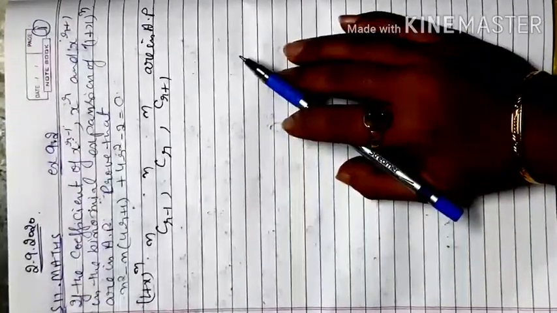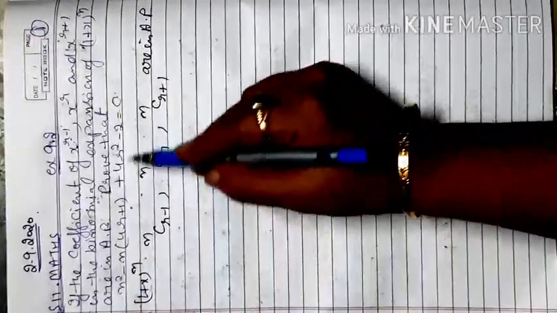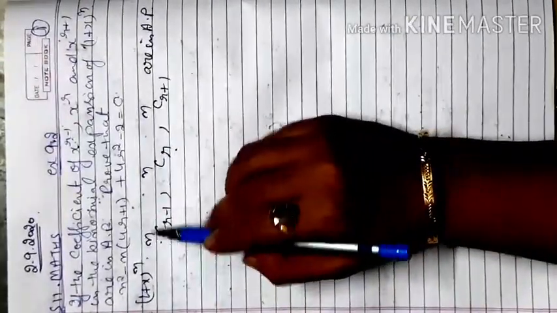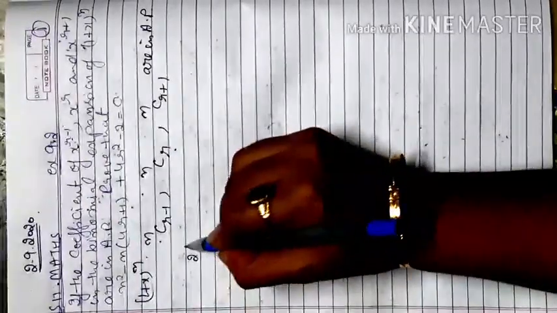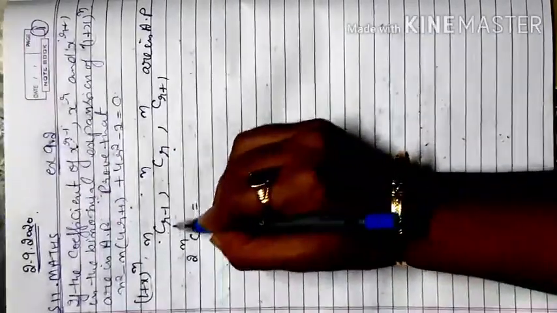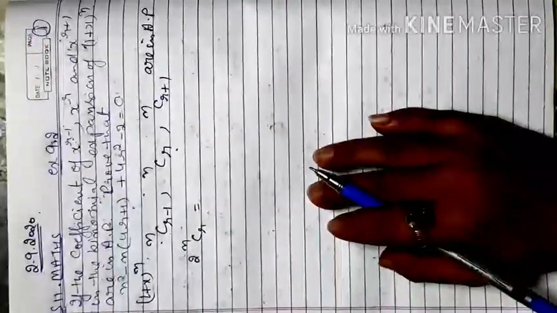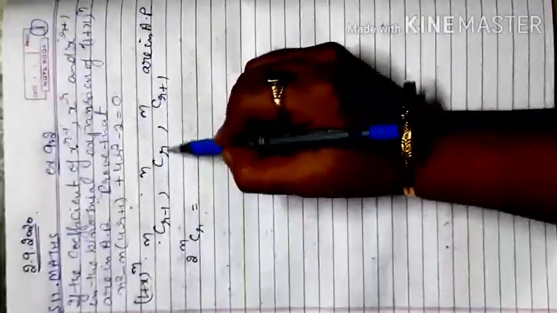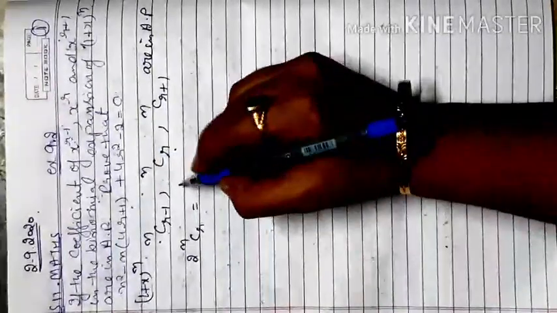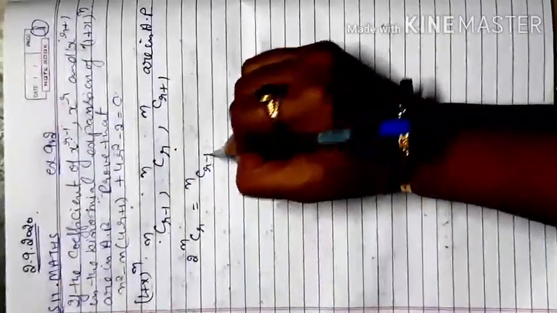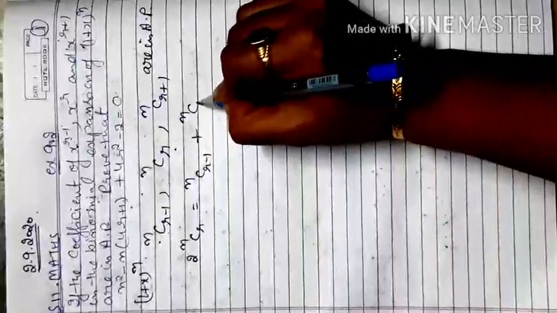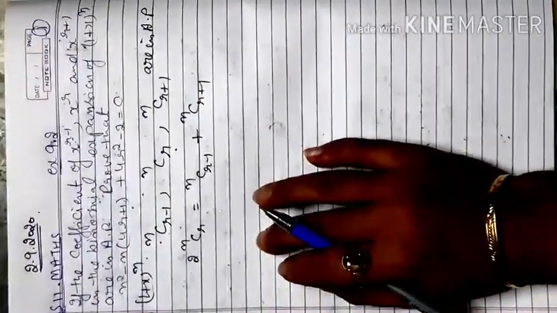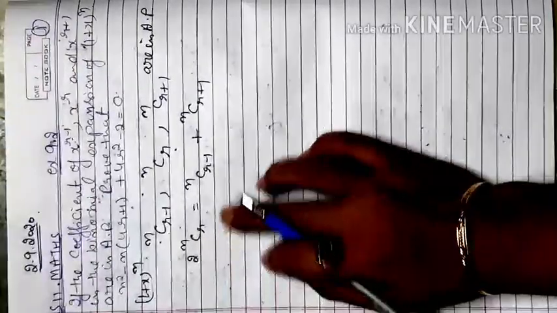So according to the AP condition, 2 times the middle term is equal to the sum of the first and third term. That means 2 times the middle term, because these three terms are in AP. Okay, and the condition of AP is that 2 times the middle term is equal to the sum of the first term and last term. So 2 times the middle term. Now you have to apply the formula.